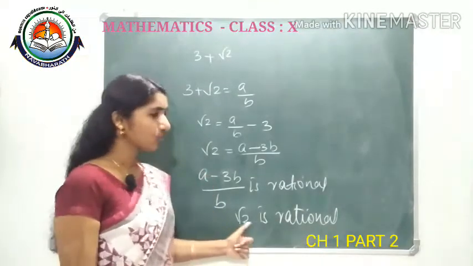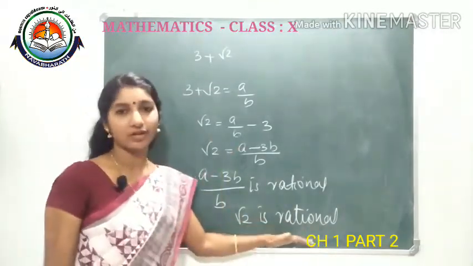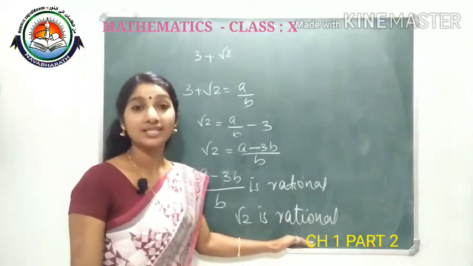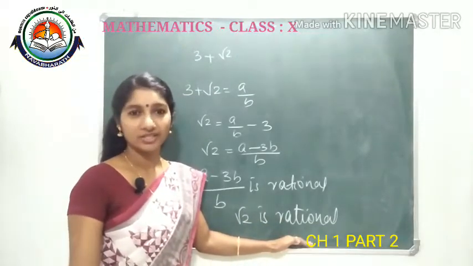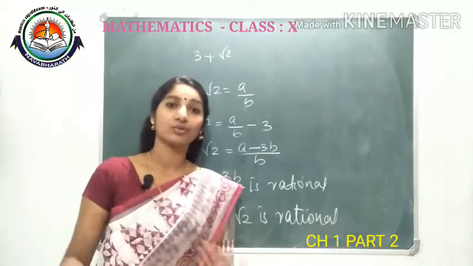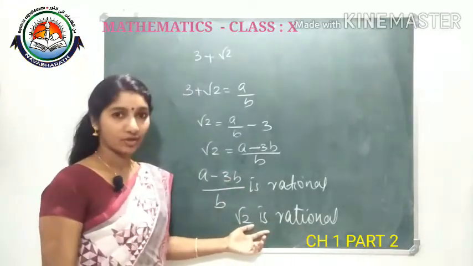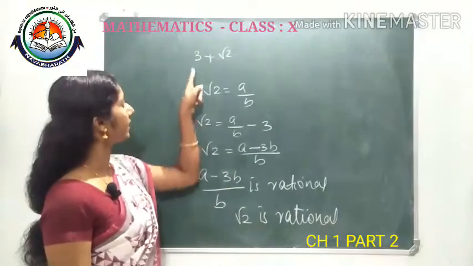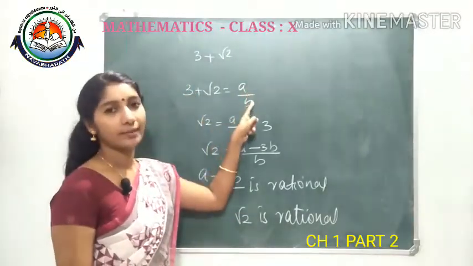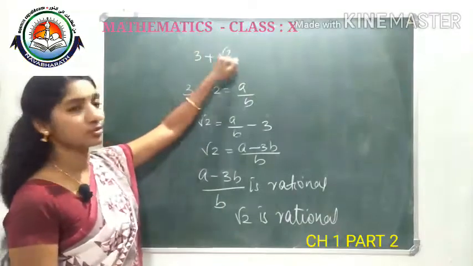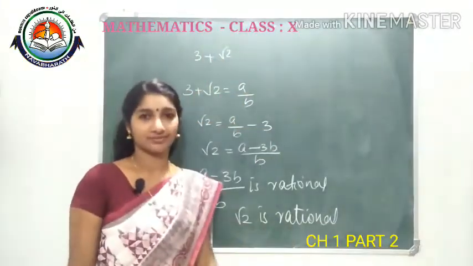Okay, so now we got root 2 is rational. According to this explanation, we got root 2 is rational. But we know root 2 is irrational. So this makes a contradiction. We got root 2 is rational and root 2 is irrational. It's a wrong statement, isn't it? So this makes a contradiction. So our assumption was wrong. You need to write 3 plus root 2 is equal to a by b is not possible. That means 3 plus root 2 is an irrational number.